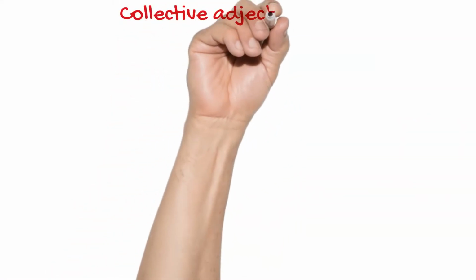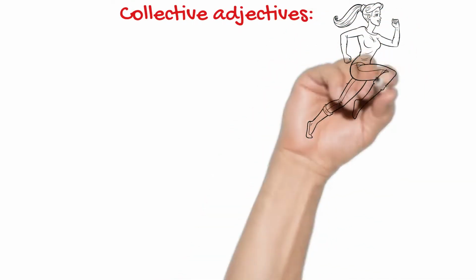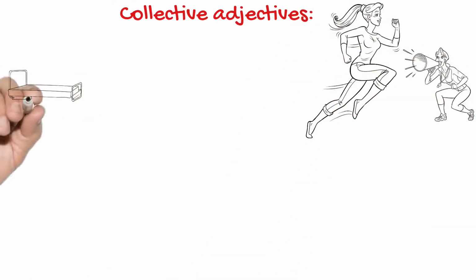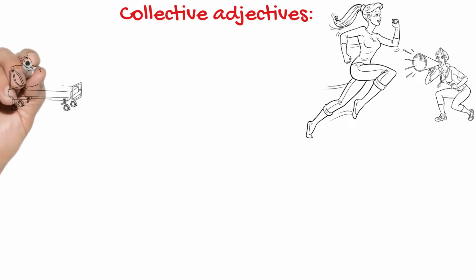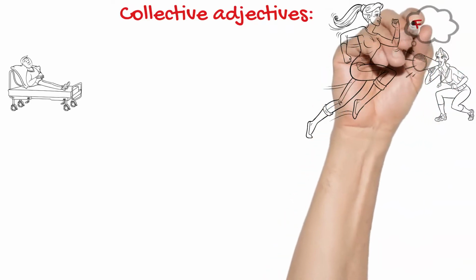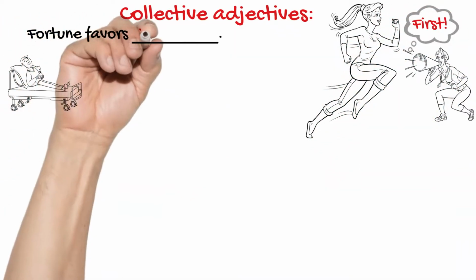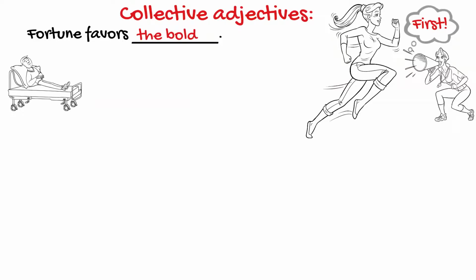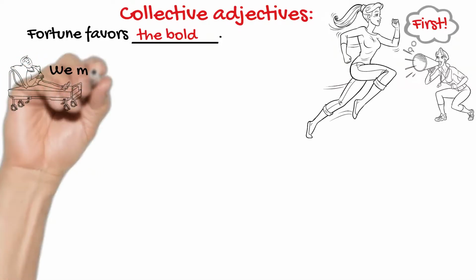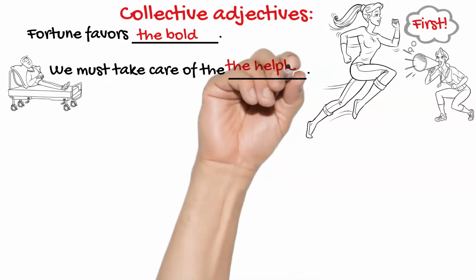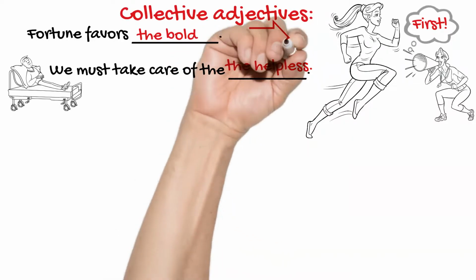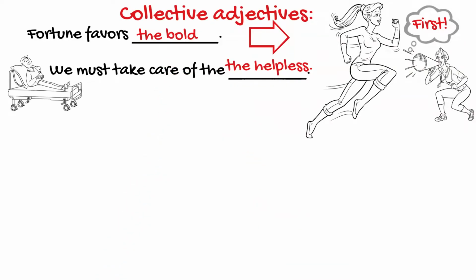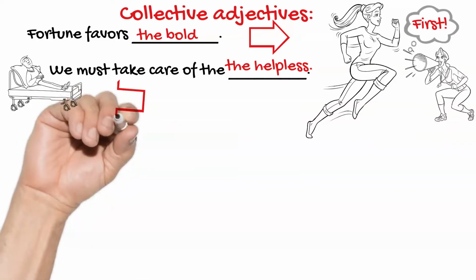Collective adjectives are also nothing but a subtype of nominal adjectives. They, too, function as nouns in sentences. We use collective adjectives to refer to groups of nouns that share the same type of physical or non-physical characteristics. For example, fortune favors the bold. Here the bold means all the persons who are bold. We must take care of the helpless. The helpless here means all the persons who are helpless. Please note we can say the same sentences another way also, like fortune favors bold persons and we must take care of the helpless persons.